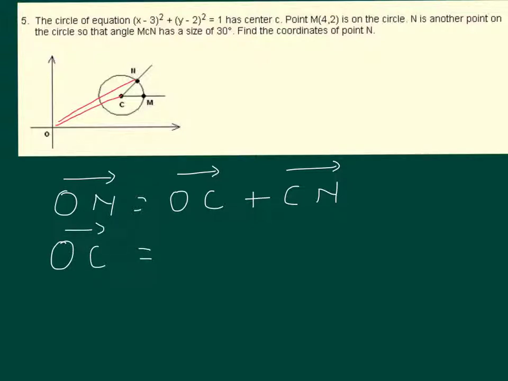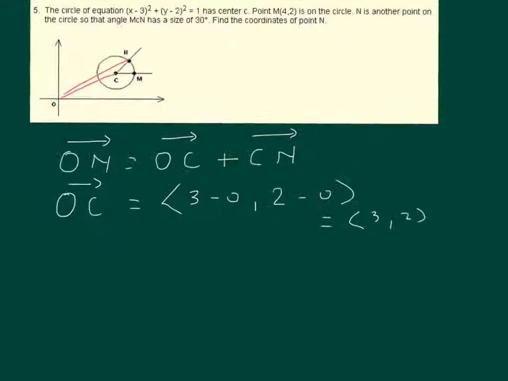Now, vector OC will have components equal to 3 minus 0 and 2 minus 0. 3 and 2 are the coordinates of C, 0 and 0 are the coordinates of O, which gives 3 and 2 as the components. We now need to find the components of vector CN. We first need to find the coordinates of point N.